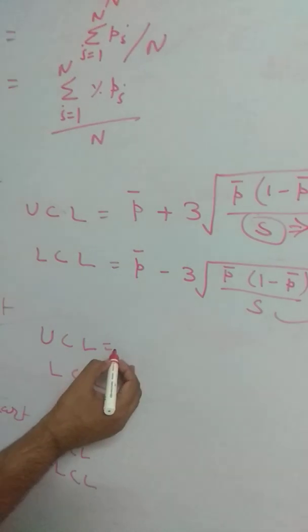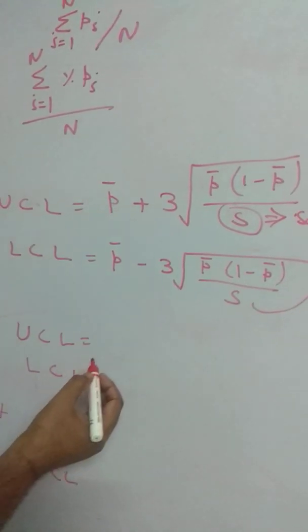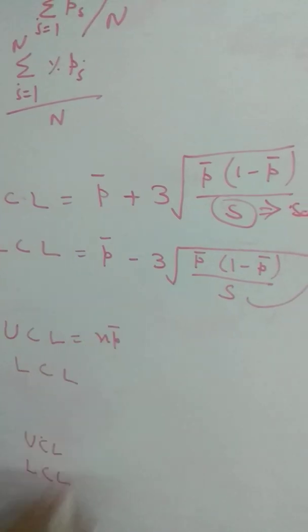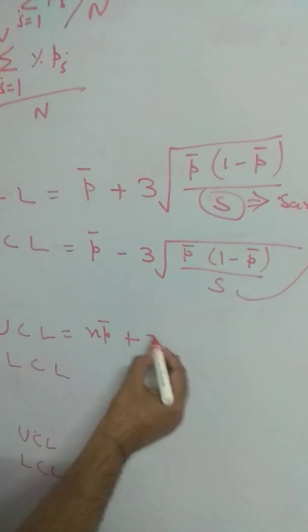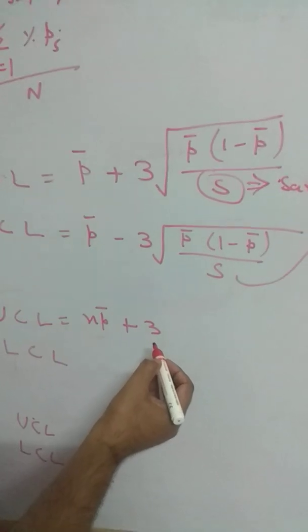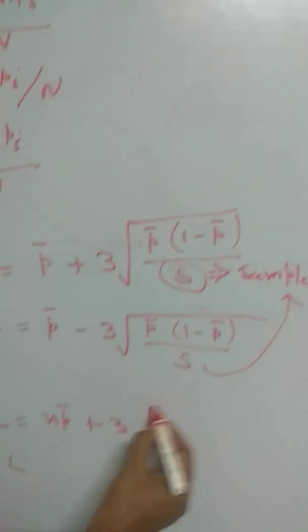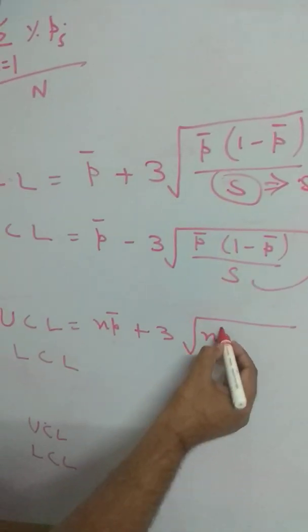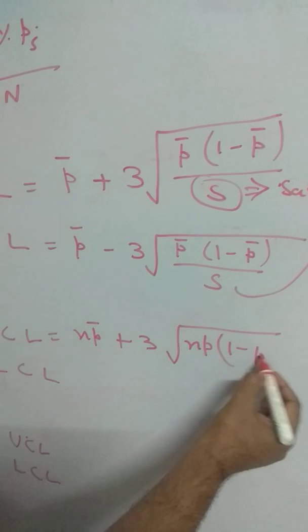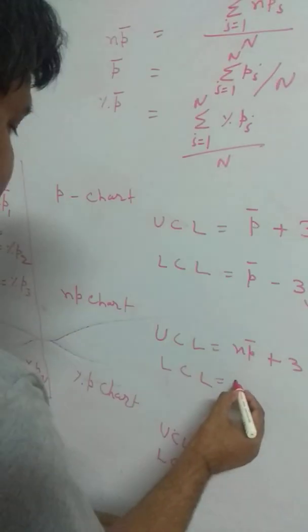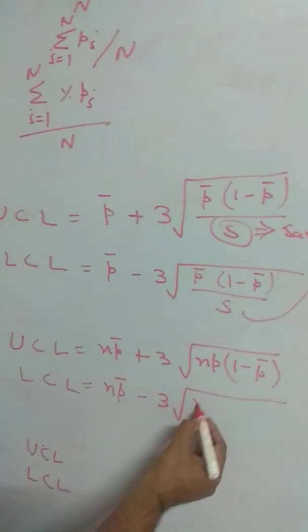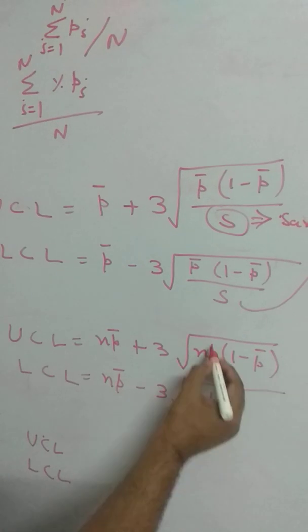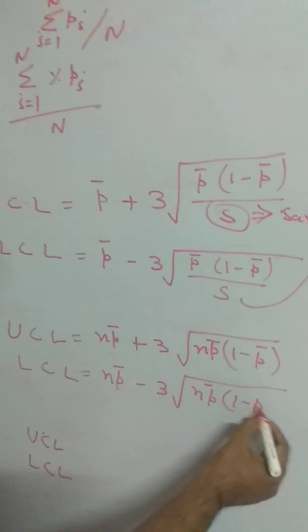For the NP chart, the UCL is NP bar plus 3 under root NP bar into 1 minus p bar, and the lower control limit will be computed using the formula NP bar minus 3 under root NP bar into 1 minus p bar.